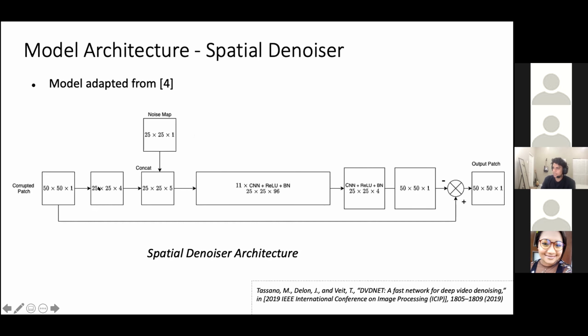This is then split up and stacked to get 25 by 25 by 4. You concatenate this with a noise map. What a noise map is, it's a matrix where each location corresponds to the standard deviation of the noise in the corrupted patch. You take that data, pass it through standard CNN ReLU batch norm blocks with a large internal representation, and then the final layer, you have a 25 by 25 by 4. You reconstruct to the original dimensions. You have a residual connection here, which means that in reality, this patch here is a prediction of the noise. You subtract that noise from the original corrupted patch, and hopefully you get some restored output patch that is close to the original.